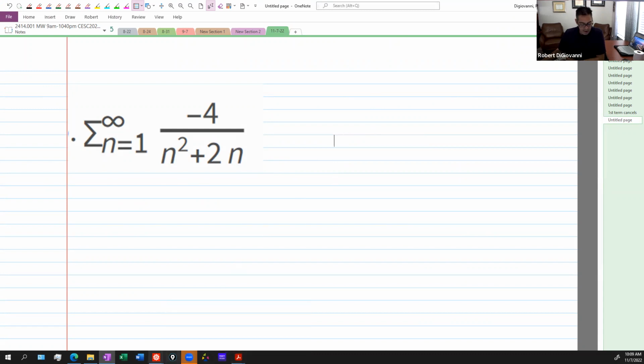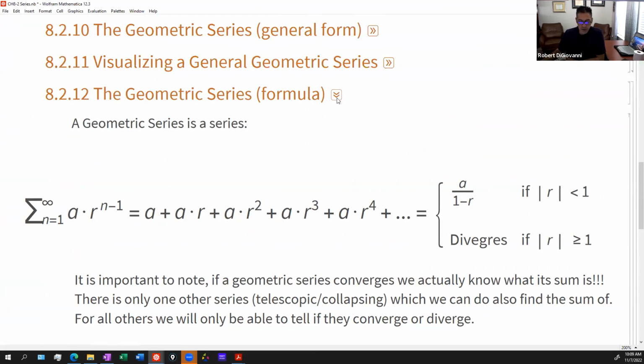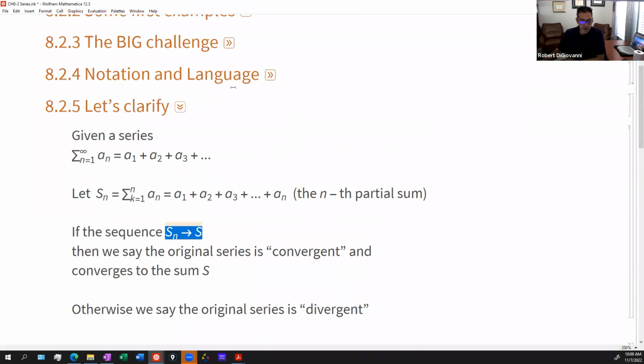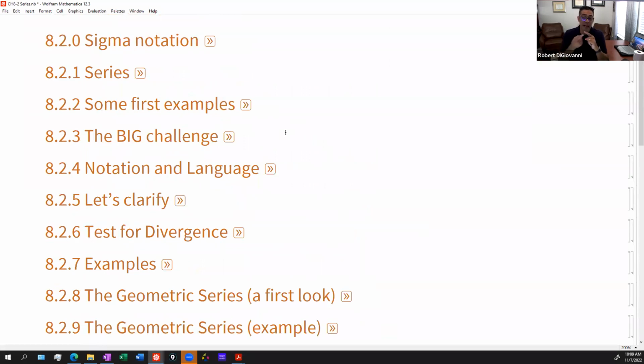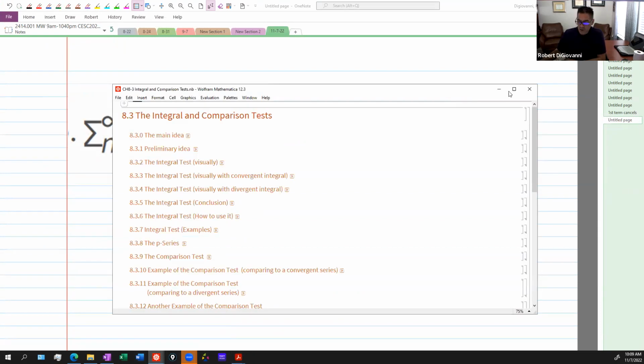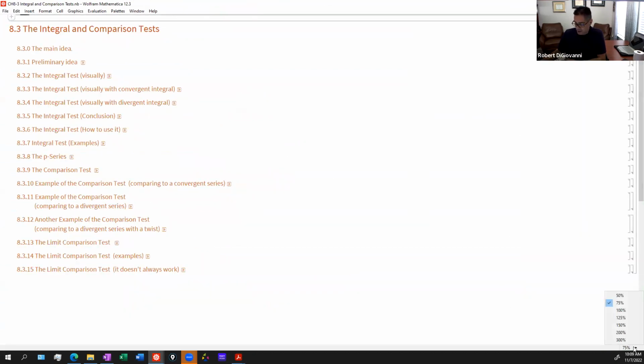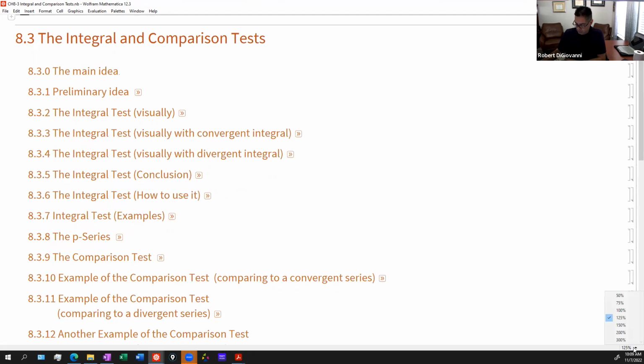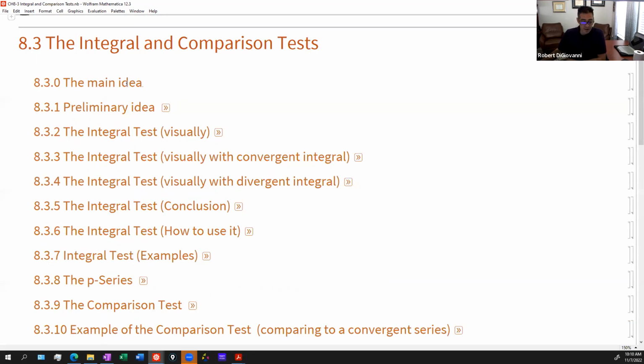All right. So the main ideas of 8.2 are: we have the nth term test, which is a test to see if something diverges. We have geometric series, we have harmonic series, we have telescopic series. Those are the main ideas from this section. Now we're moving to 8.3. 8.3 is titled the integral and comparison tests. The integral and comparison tests.